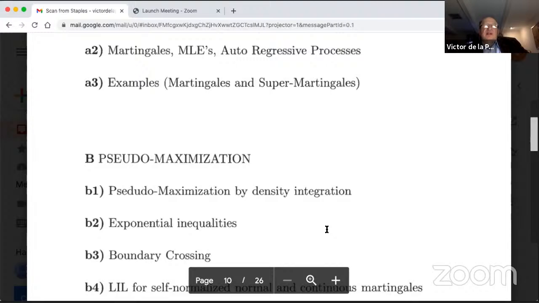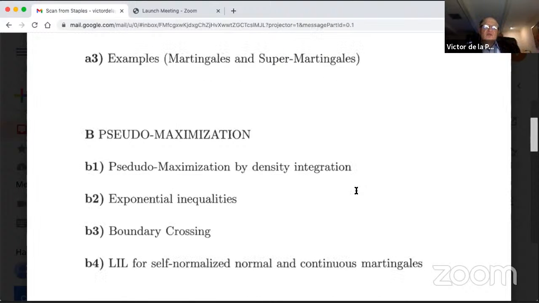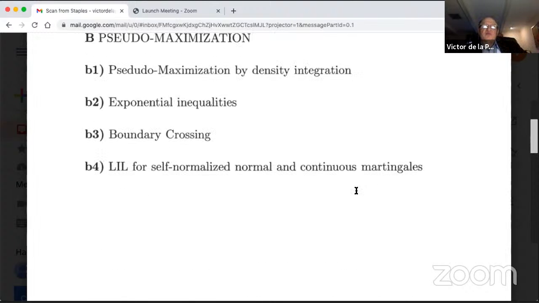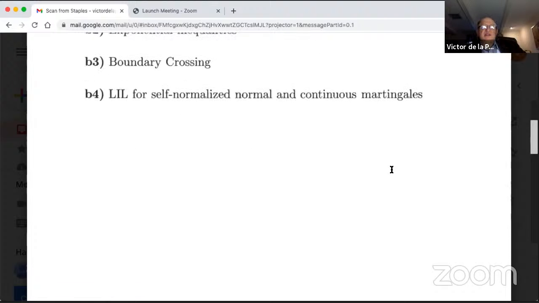So the key to the development of the martingale theory of self-normalization is based on the technique called pseudo-maximization, or the method of mixtures, and we're going to go over that. We're going to get exponential inequalities, boundary crossing, and the LIL of self-normalized random variables. Analogous to the Kolmogorov LIL, this one is self-normalized.